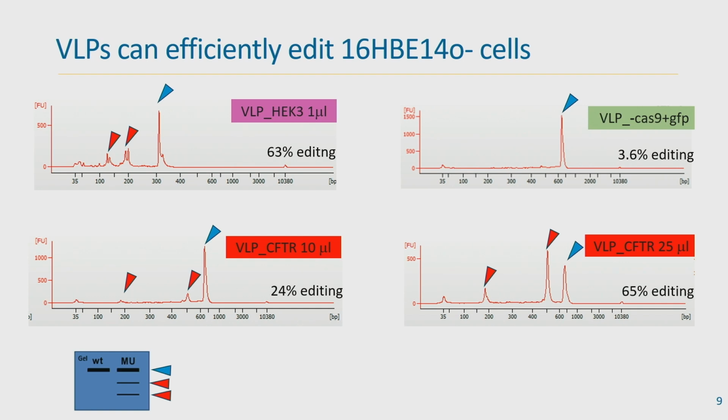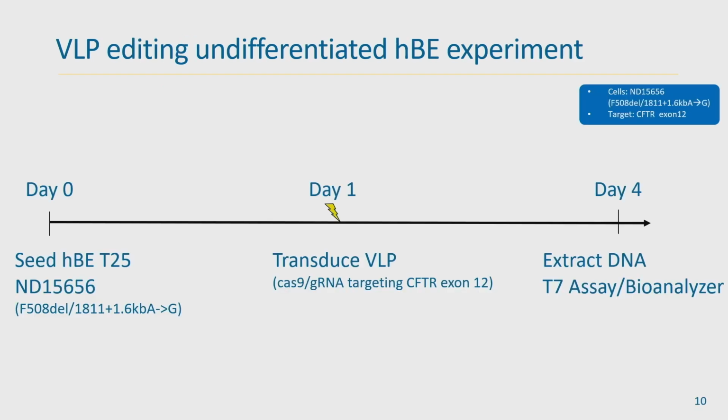Following these experiments, we were curious to see if our VLPs can edit primary HBE cells. Initially we wanted to test if these VLPs can edit undifferentiated primary HBEs. So to do this experiment, we seeded our HBEs in T25s, and then transduced with VLPs delivering our Cas9 guide RNA RNP complexes targeting CFTR exon 12. 72 hours later, we extracted DNA and ran our bioanalyzer assay.